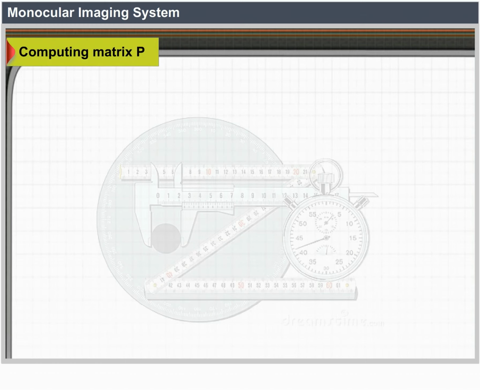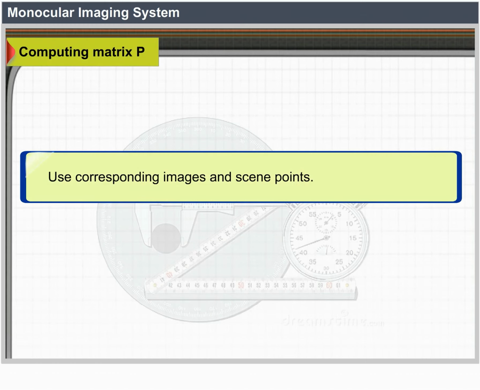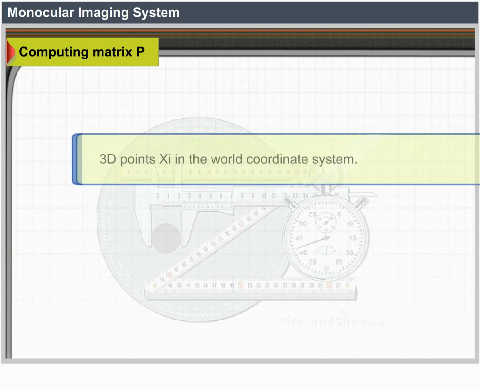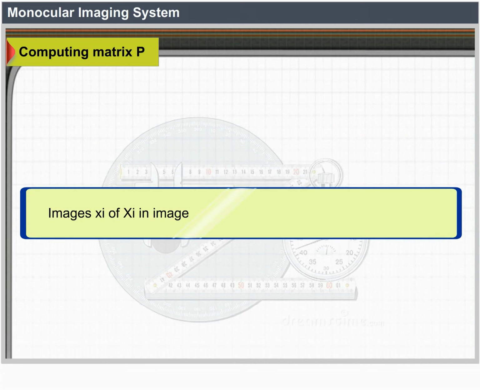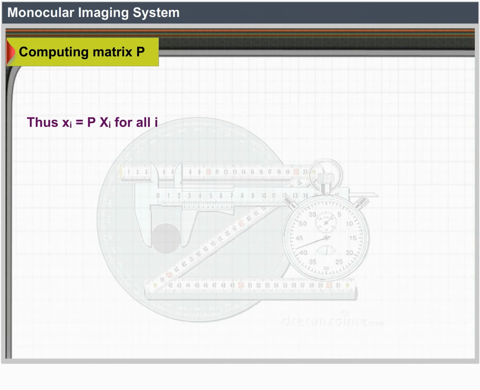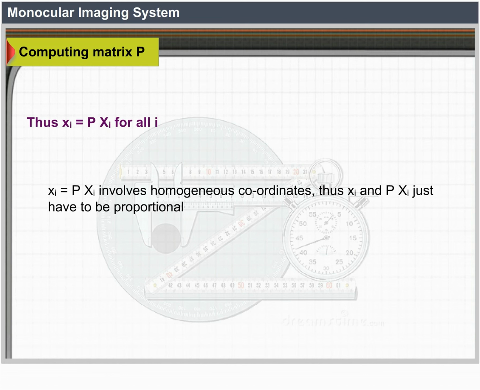Computing matrix P. Use corresponding images and scene points: 3D points Xi in the world coordinate system, and images of Xi in the image, small xi. Thus, small xi equals P times capital Xi for all i values. The equation xi equals P Xi involves homogeneous coordinates. Thus, xi and P Xi just have to be proportional. xi cross P Xi equals 0.